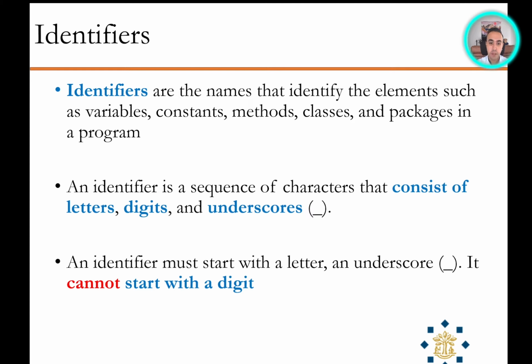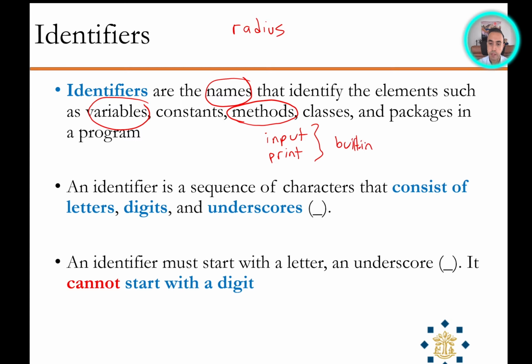in a program. So for instance, radius was an identifier. It's a name of a variable, for instance, right? So radius here is a variable. It can be a name of a method like input or print. They're also identifiers, but these methods are built in. They're built-in methods.